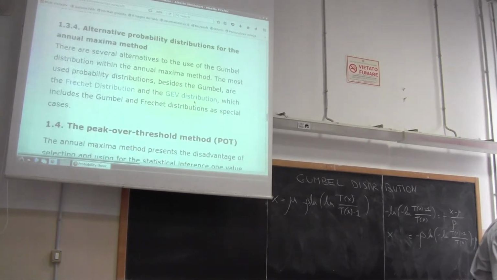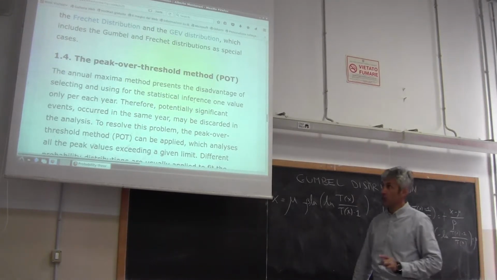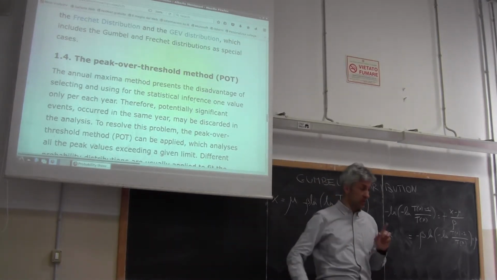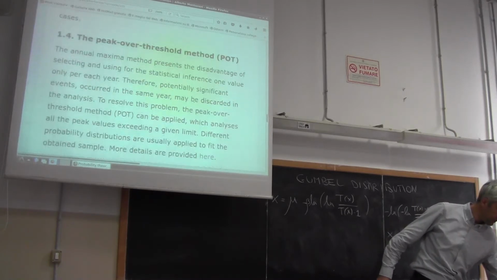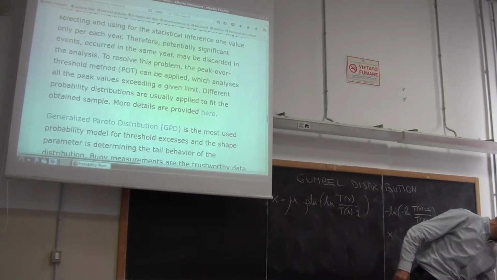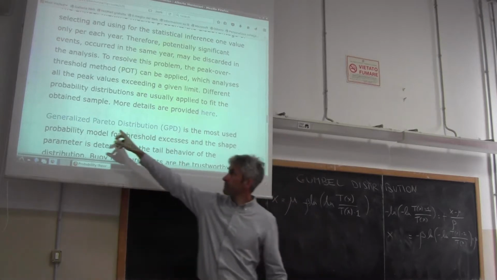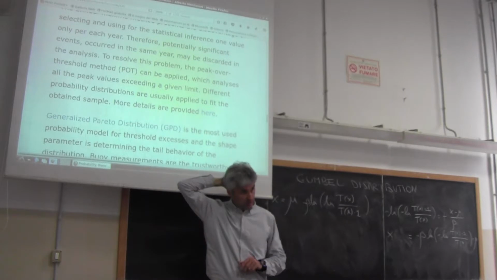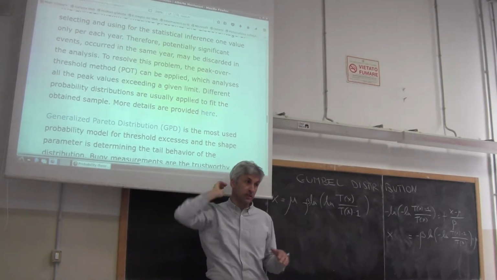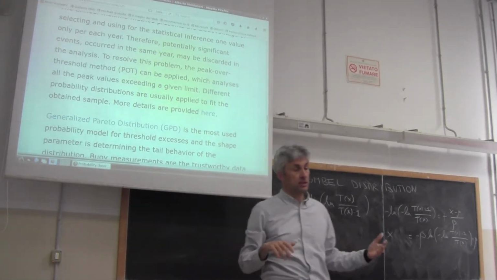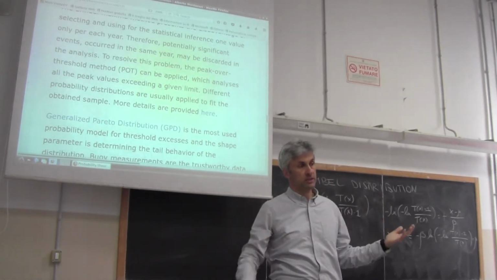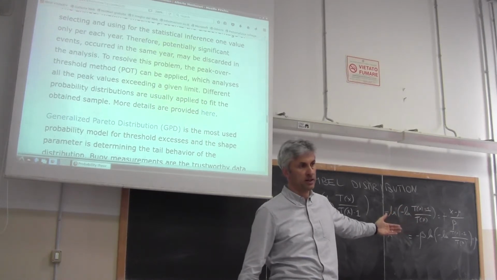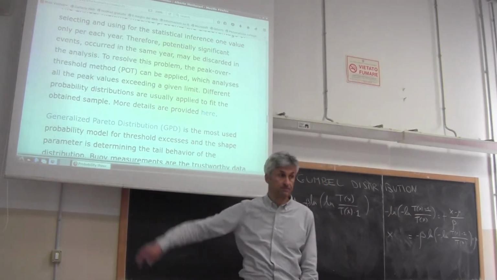And finally, for the peak over threshold, I just want to mention that it is a completely different story. There is another distribution that you should use. This one. You don't need to learn it by memory. And I may ask you, what are alternatives to using the annual maxima? And you should just say, we can use peak over threshold, and we need to use another distribution, like the generalized Pareto, like it's written here.